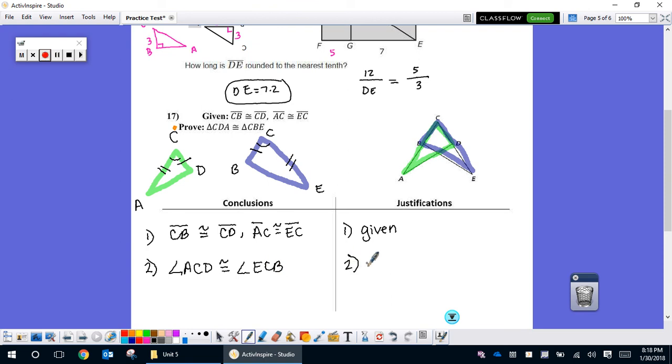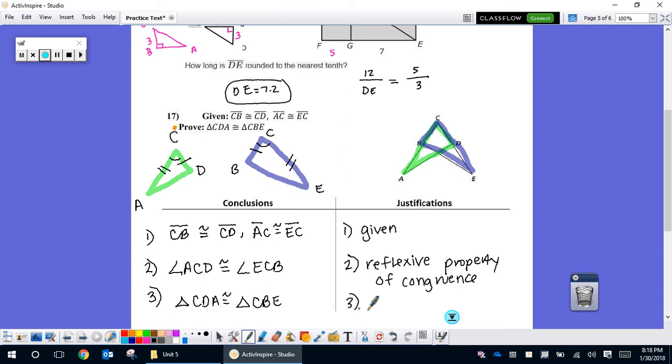And when something is congruent to itself, that is the reflexive property of congruence. And now we have one of the triangle congruence properties. So now we're ready to say our triangles are congruent. And if you look at your picture, you can see that you had SAS congruence.